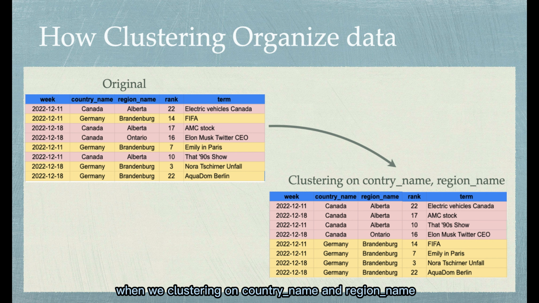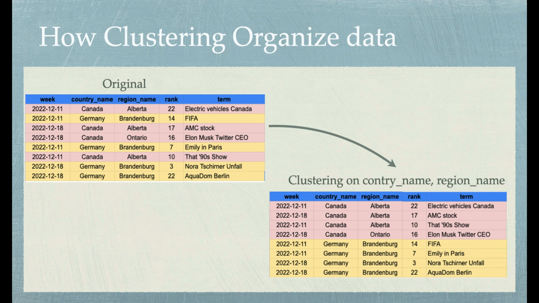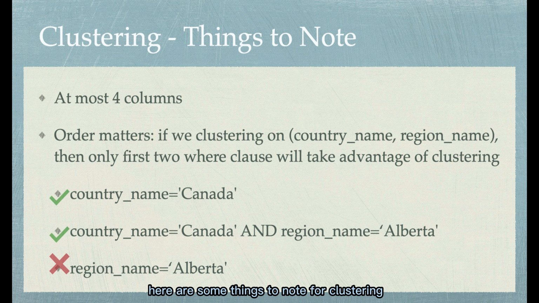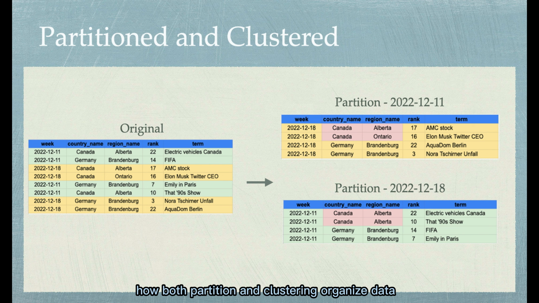You can see when we cluster on country name and region name, rows with the same country name will be close together and then those with the same region name will be close together as well. Here are some things to note for clustering. First, you can cluster on at most four columns. Secondly, the order of the clustering columns matters. For example, if we cluster on country name and region name, then only the first two examples will take advantage of clustering. Lastly, let's see how both partitioning and clustering organize data.